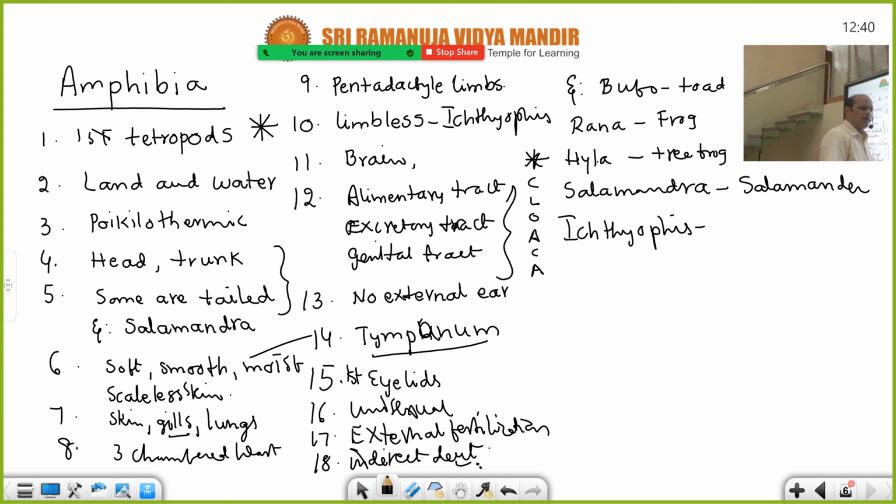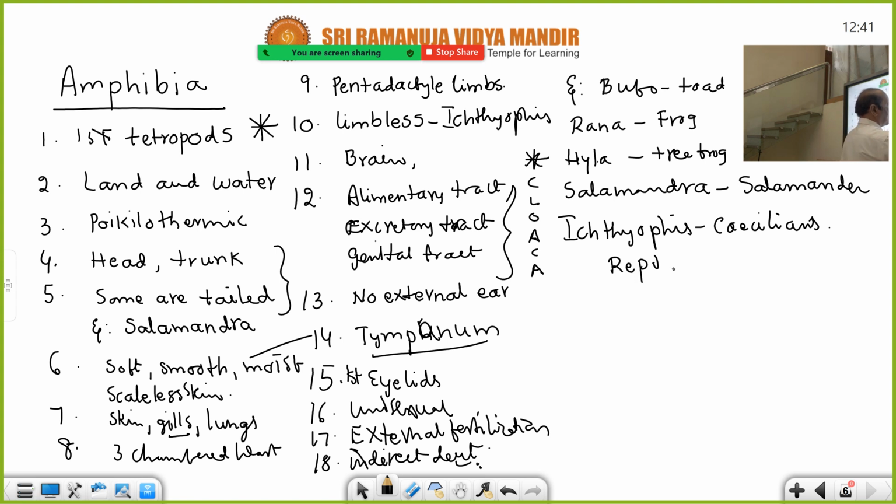Ambystoma, Necturus, water dog, mud puppy, Siren, all are there, but these are the limited examples given. Commonly known as caecilians or limbless amphibians, Ichthyophis. Very good parental care is exhibited. It coils around its own eggs till they are hatched out. So this is about the first class of the tetrapoda.